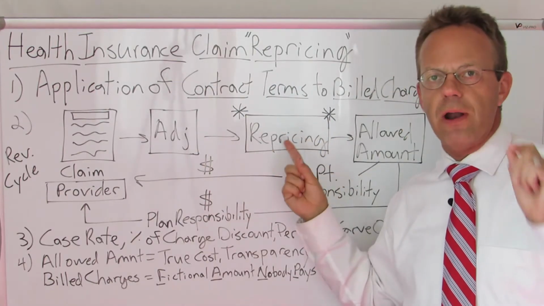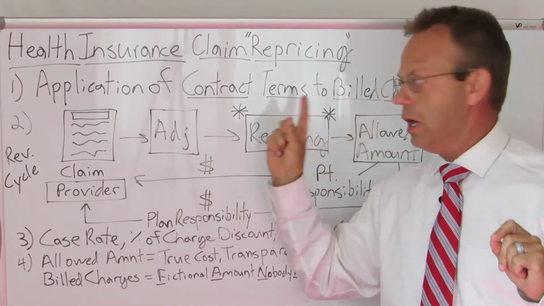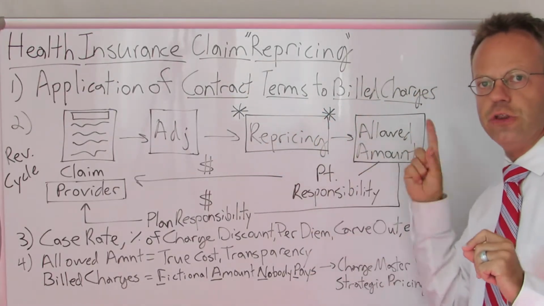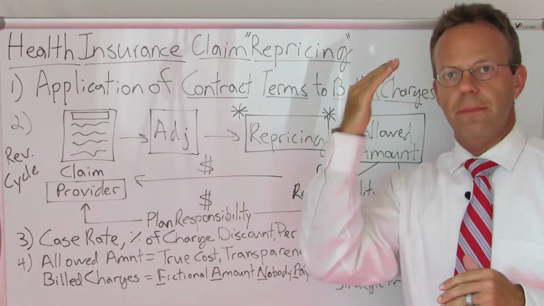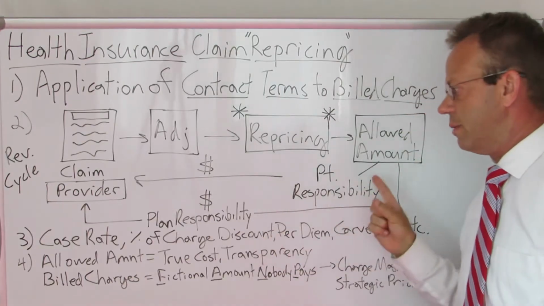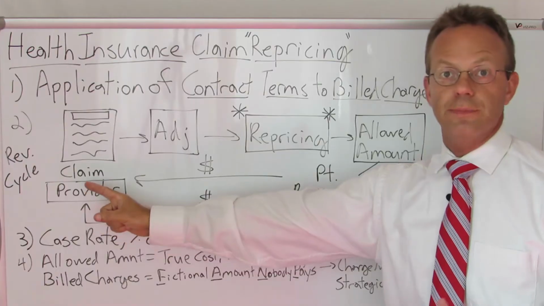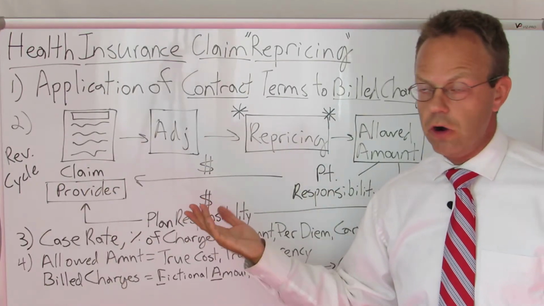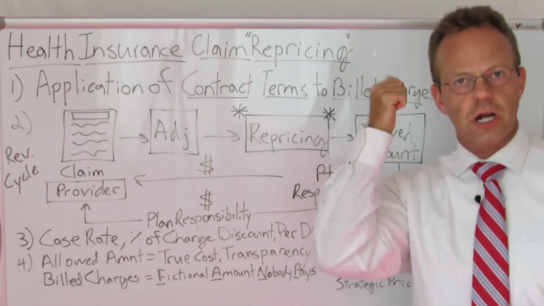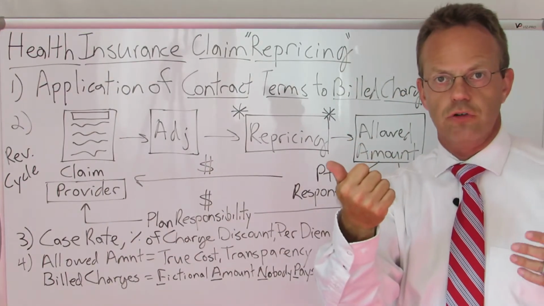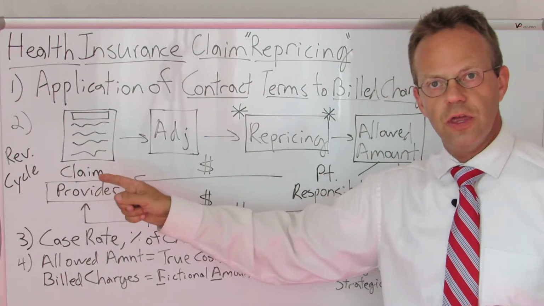Then it needs to be repriced because the original claim has the billed charges on it, and then it is repriced to the allowed amount. And then that allowed amount is then divided between the patient responsibility and the plan responsibility. So then the patient responsibility, the patient then needs to pay that back to the provider, or maybe they already paid it if it was a copay. And then the plan responsibility then needs to be paid back to the provider. And it either comes directly from the insurance carrier if it's a fully insured group, or it gets wired from the self-funded employer to the provider.